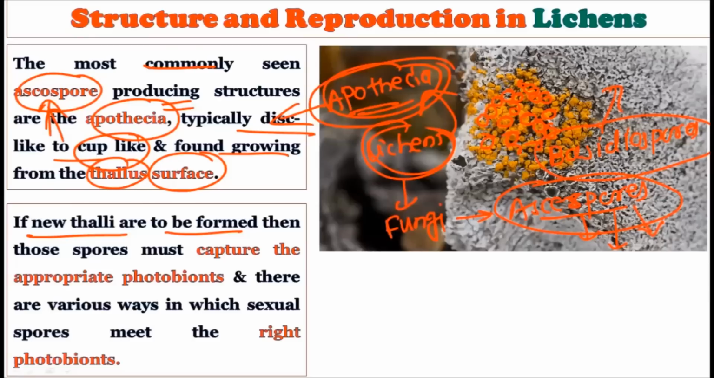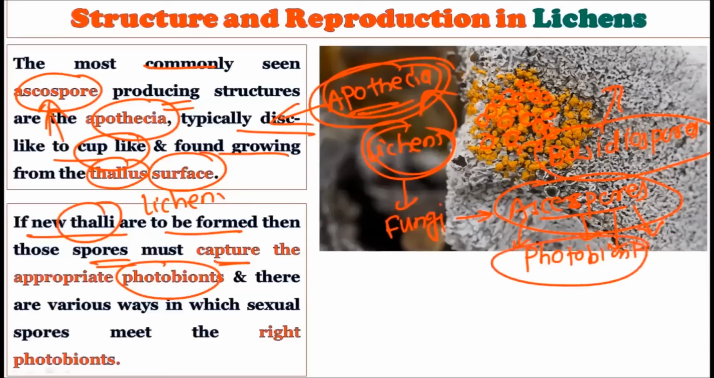In order to form the new thalli of the lichen, these spores must capture the appropriate photobiont. These spores must come in contact with the appropriate photobiont in order to form the new lichen, and then and only then the sexual reproduction takes place in these particular lichens. Now these ascospores and basidiospores have to find the suitable photobiont in order to create the new lichen.